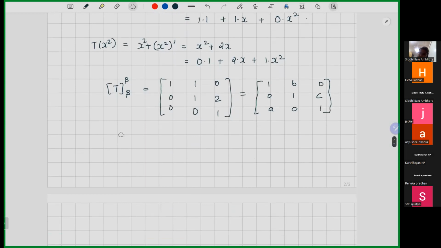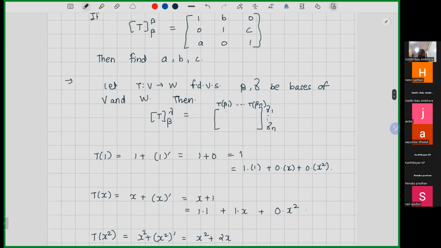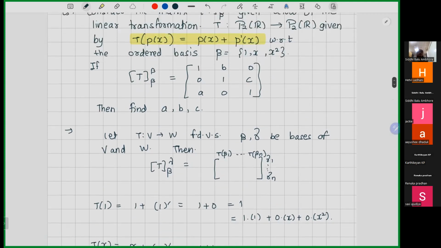Then what is A? A, if I compare, is 0. B is this element 1, and C is 2. So any doubt here? We were asked to find the ABCs corresponding to this linear transformation matrix, and we obtained these ABCs.